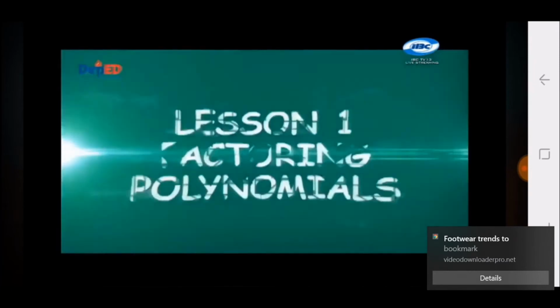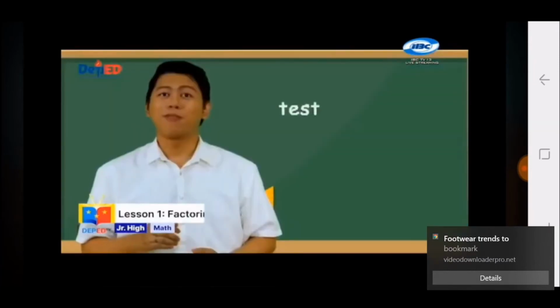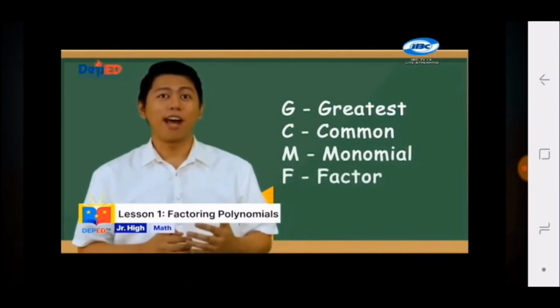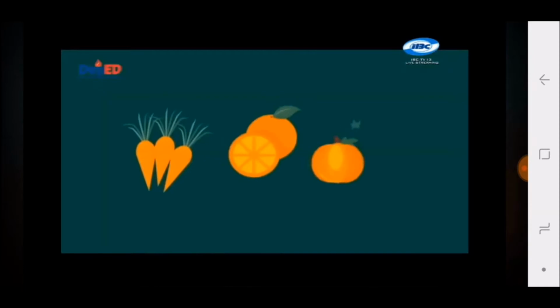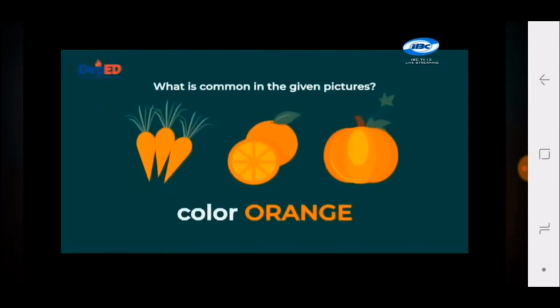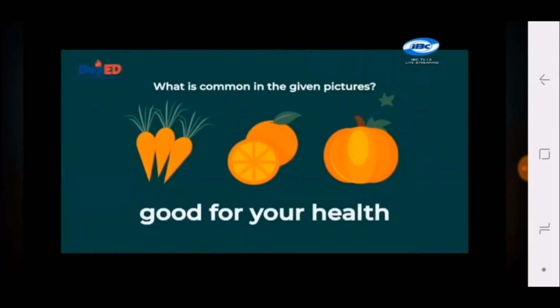The first lesson that we will tackle is factoring polynomials, specifically the greatest common monomial factor. But before that, I would like you to observe the following images. Can you give a description that is common to all of them? They are all orange in color. What else? They are all good for your health.